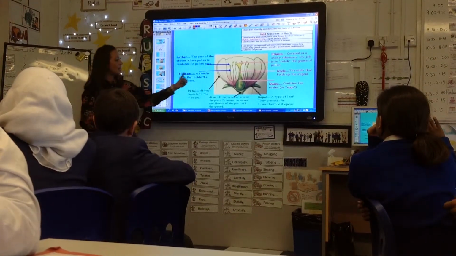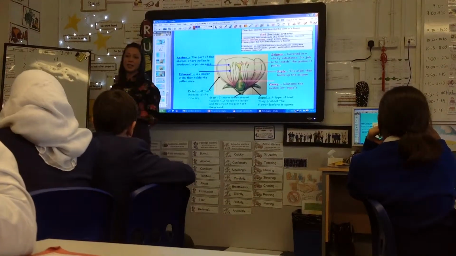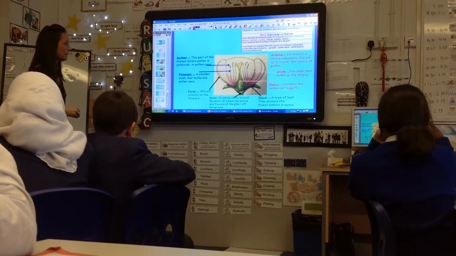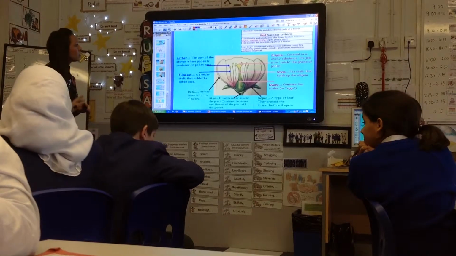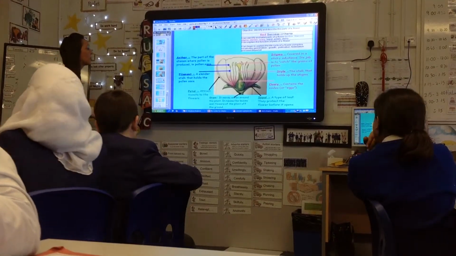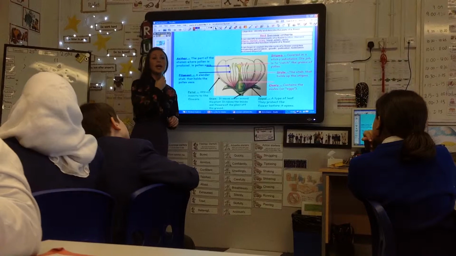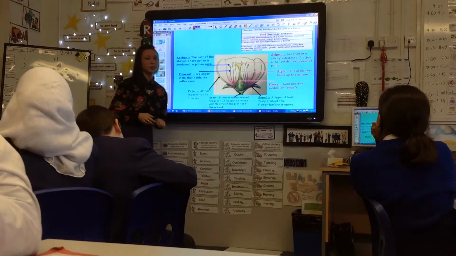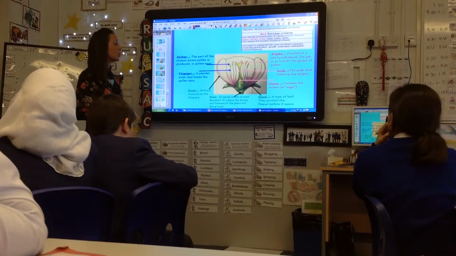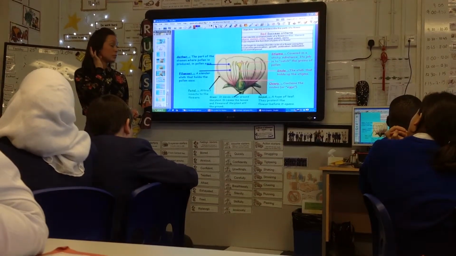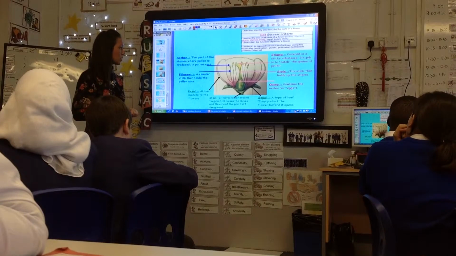Fantastic. Neymat, can you read the female side of the plant? Stigma. Covered in a sticky substance, its job is to catch the grains of pollen. Okay, good, well done. And Karima, nice and loud, the style. The style that holds up. So the style is the stalk. The stalk that holds up the stigma.